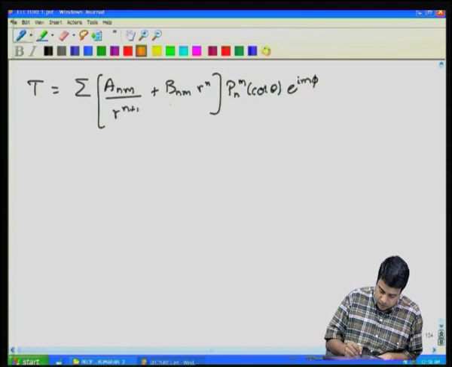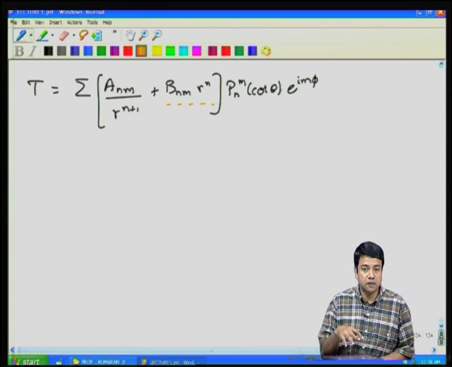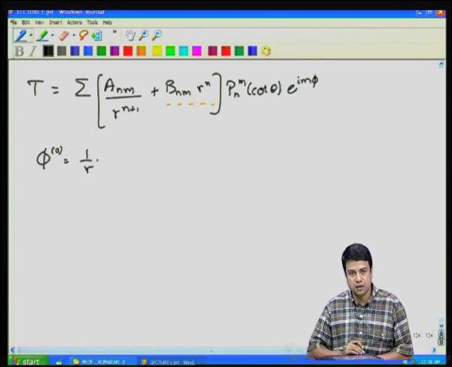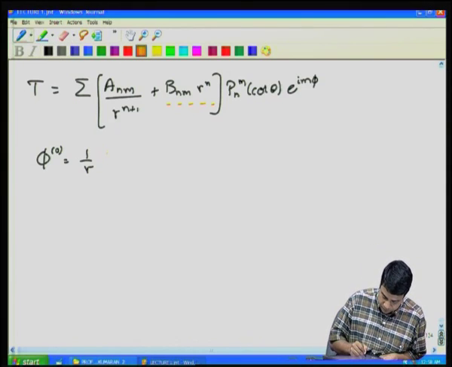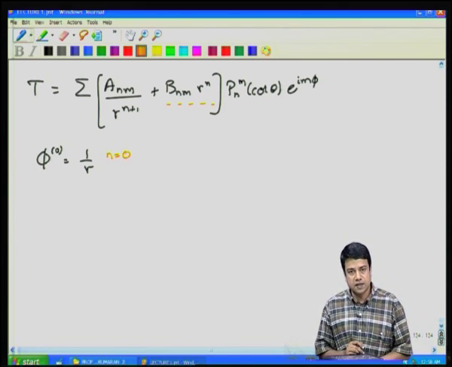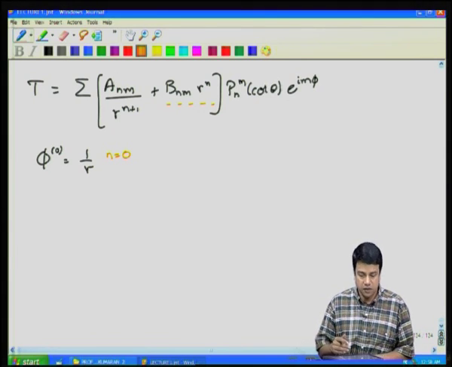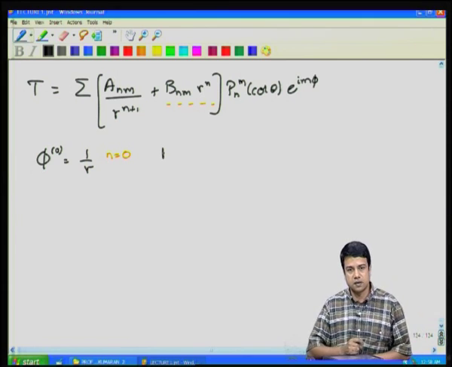We had a second set of solutions. Therefore, the solutions that we got from the point source are not the only ones. I got the solutions from the point source as phi naught equal to 1 over r, 1 over r power n plus 1 with n equal to 0. For that same value of n, there is another one which goes as r power plus n, and for n equal to 0, this is just a constant.